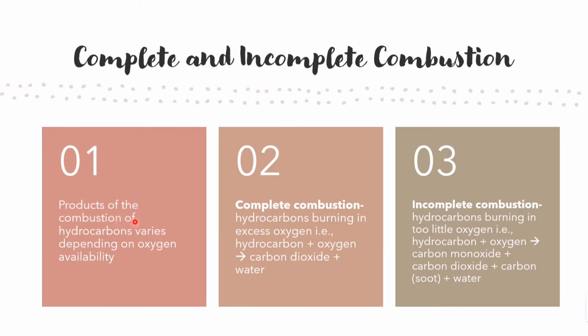Products of combustion of hydrocarbons vary depending on the oxygen availability. Complete combustion is hydrocarbons burning in excess oxygen. The hydrocarbon reacts with the oxygen in excess to produce carbon dioxide and water, but the products depend on the amount of oxygen. So incomplete combustion occurs when hydrocarbons burn with too little oxygen. This produces carbon monoxide, which is a carbon with one oxygen, plus carbon dioxide, water, and carbon, which is also known as soot.